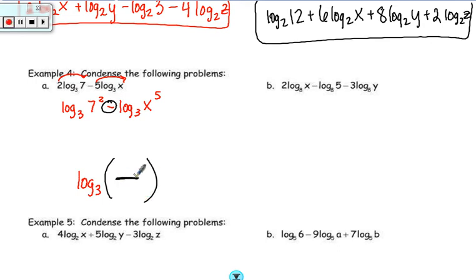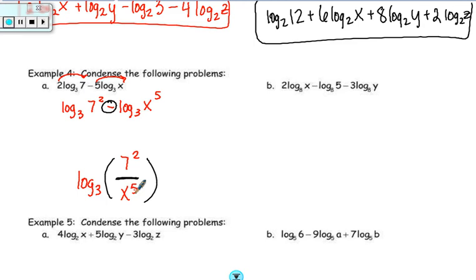So I'm going to have something on top over something on the bottom. Well, what's the first piece that I have? 7 squared over x to the 5th. So my final answer is log base 3 of 7 squared over x to the 5th.